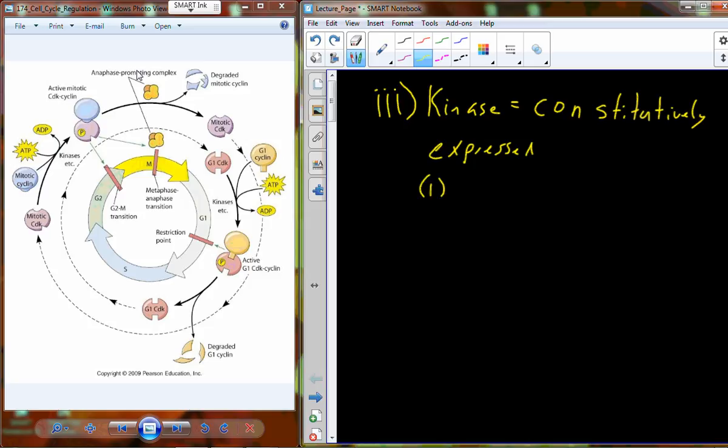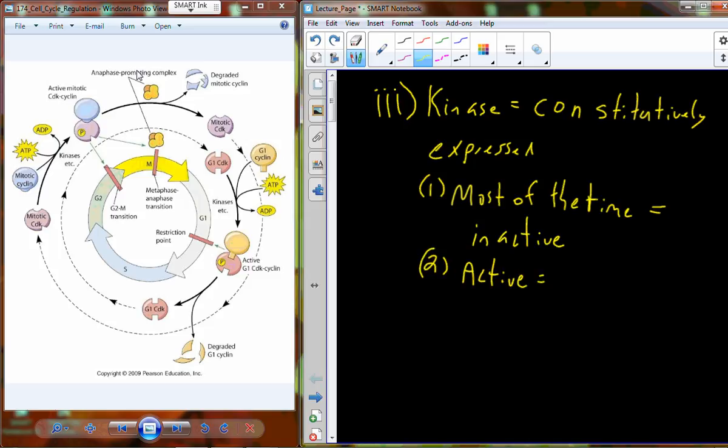However, most of the time, these kinases are circulating throughout the organism in an inactive form. So even though they're present, they are considered to be inactive, meaning they cannot really cause anything to happen. In order for them to be activated, they have to be attached to our second molecule, which are the proteins called cyclins.